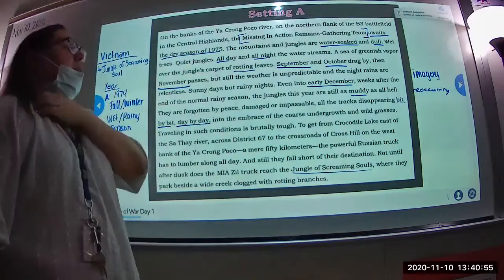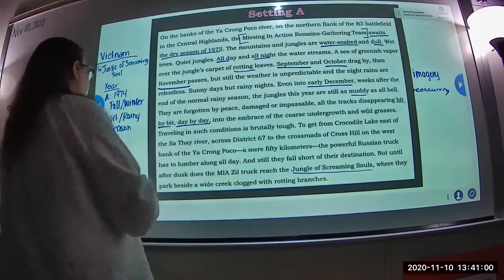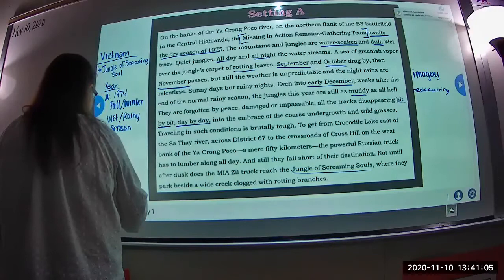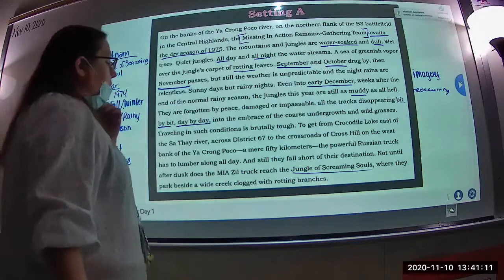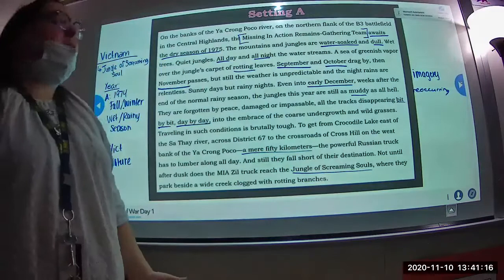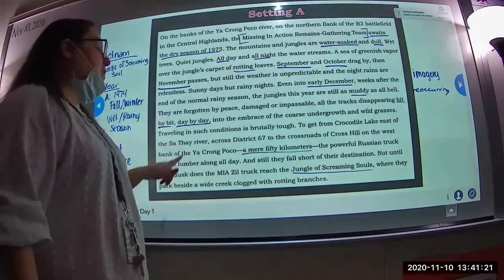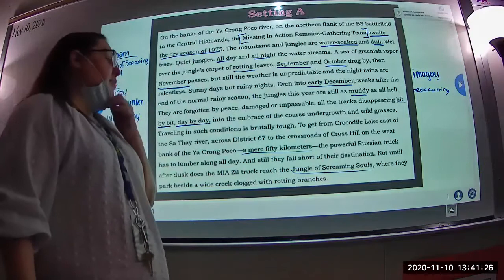So is the conflict between nature? Yeah. Conflict could definitely, yes, I like that. Conflict would definitely be character versus nature, right? Because it even says it's only 50 kilometers. Now, we're in the U.S., we use miles, but it makes it sound like that shouldn't take all day. But it not only takes all day, they don't get there until dusk. So it takes them a long time.